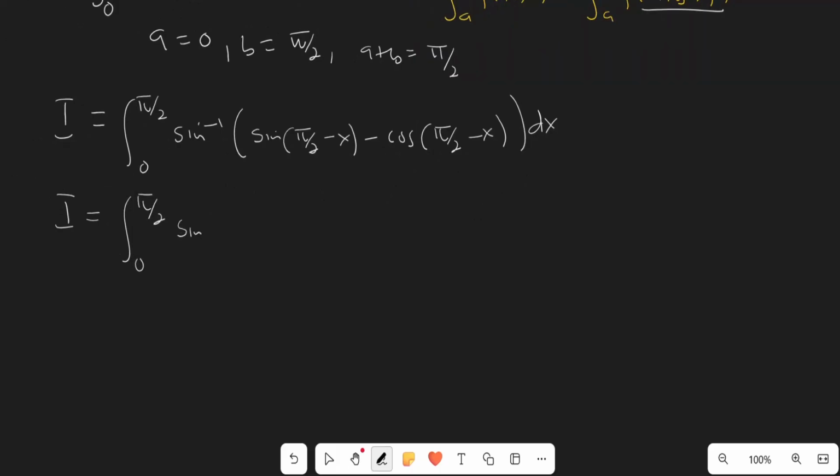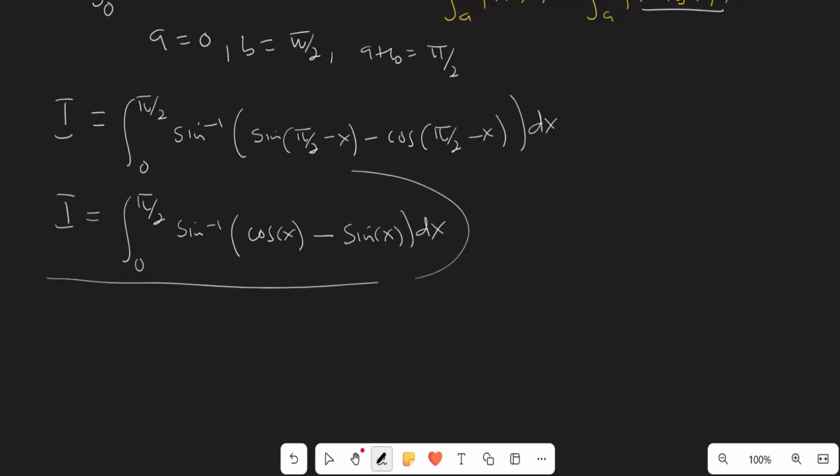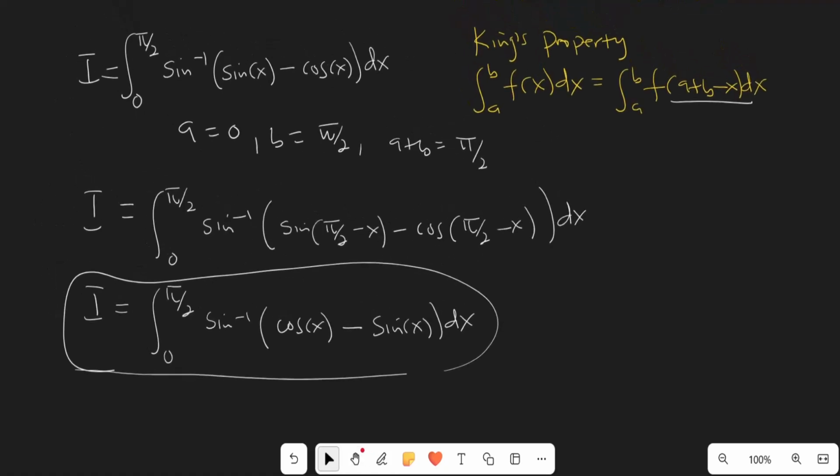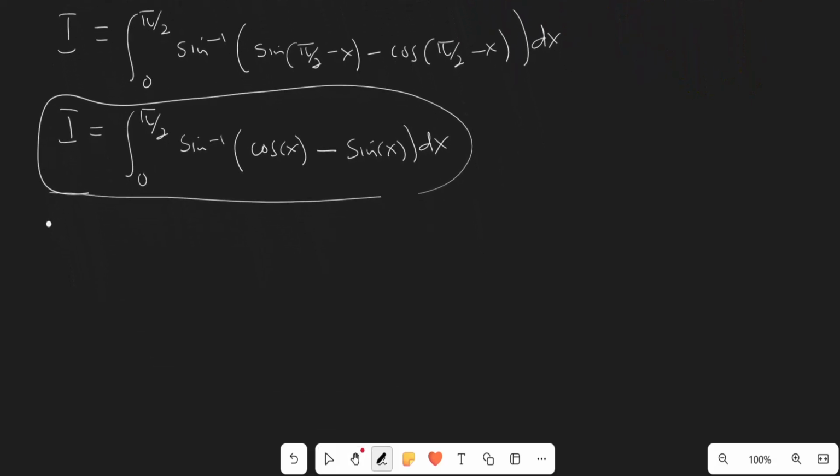And then sine inverse of, from the co-function identity, sine of pi over 2 minus x is the same as cosine of x, minus, from the co-function identity, cosine of pi over 2 minus x is sine of x dx. So this is the integral that is being transformed by the King's property, and this is our original integral. They are the same. This and this are equal. So what you have to do is to sum them.